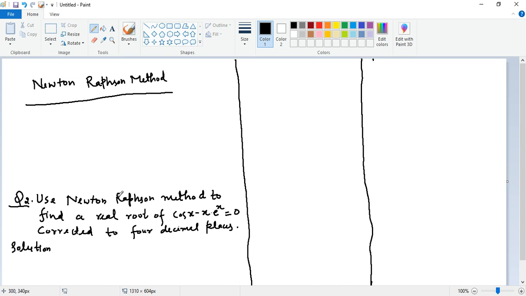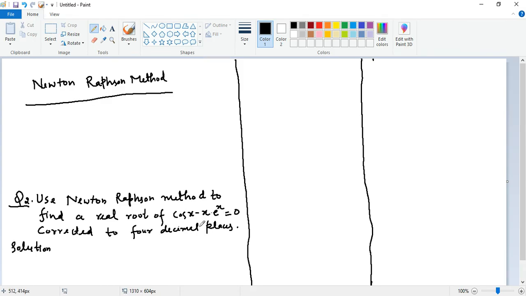Hello everyone. Today I am going to start with Newton-Raphson method. In the last lecture, we discussed Newton-Raphson method algorithm and derivation of the formula to find the root of equation. And we also discussed one question on this topic which was related to algebraic equation. Today I am going to start with a question based on Newton-Raphson method, but it is related to transcendental equation.